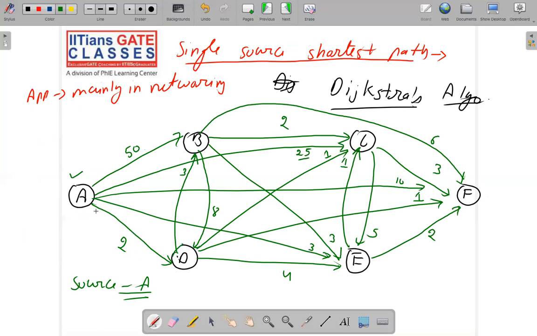If we go via D, we have 2 and 3, 5. We can reach B via D with 5. We can reach E via D as you can see here, it's 6. You can reach F via D with 3. So you can see here that we are reaching E with 3 and we are reaching F with 3. Okay, so let's write it down.